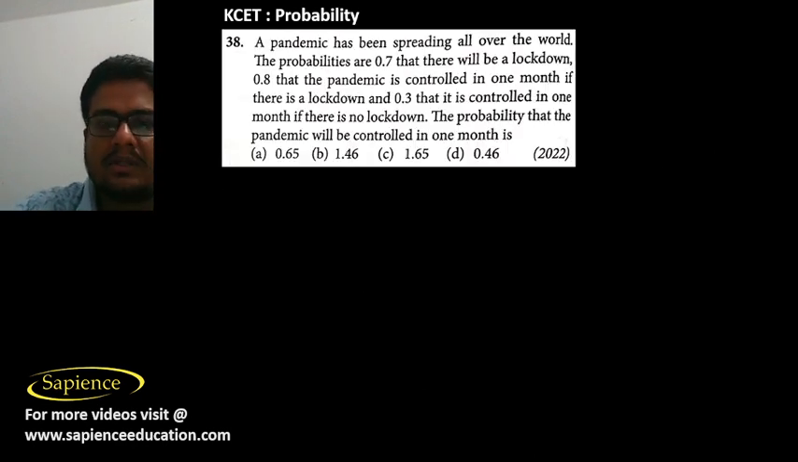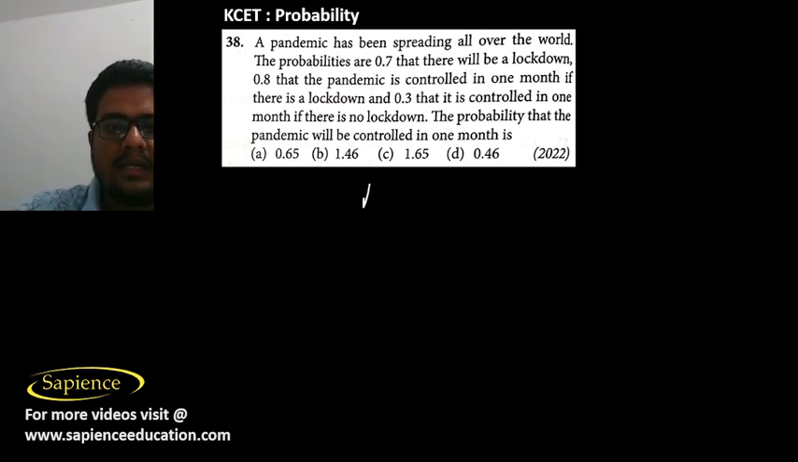And in question number 38, it is told that a pandemic has been spread all over the world. The probabilities are 0.7 that there will be a lockdown, 0.8 that the pandemic is controlled in 1 month if there is a lockdown, and 0.3 that it is controlled in 1 month if there is no lockdown. Find the probability that the pandemic will be controlled in 1 month.